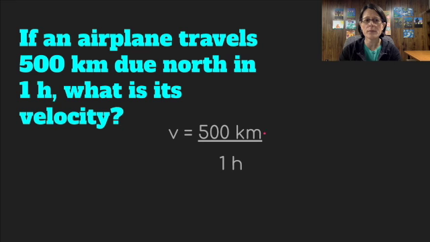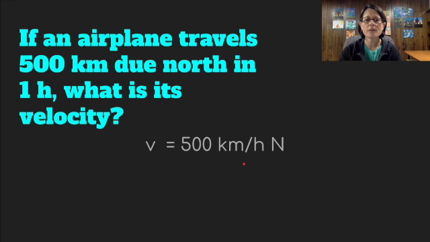We plug in our numbers: 500 kilometers on top for the distance, 1 hour on the bottom for the time. We do the division and we have 500 kilometers per hour north. Now, what's the difference between this and our speed answers? It's adding this direction. If you have a velocity problem, you must label it with a direction.